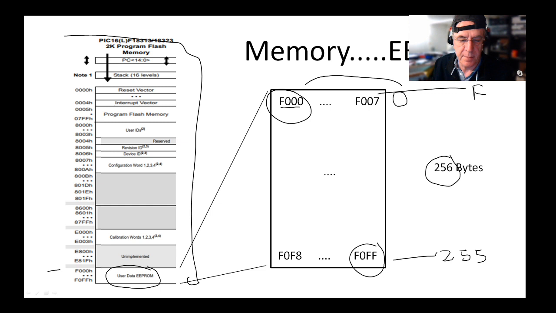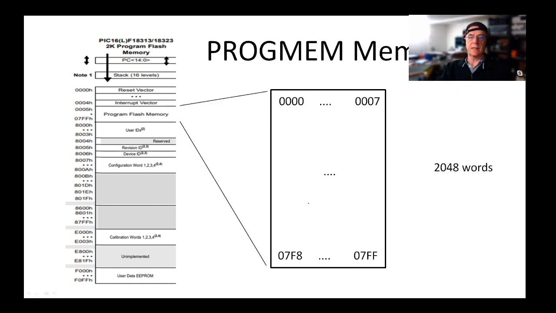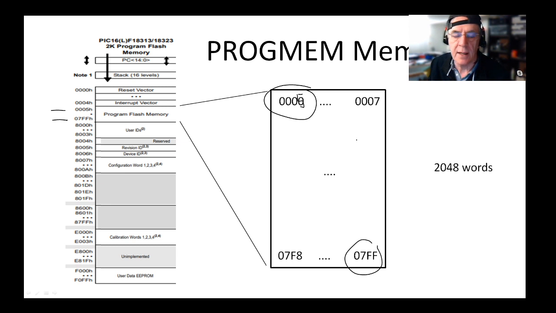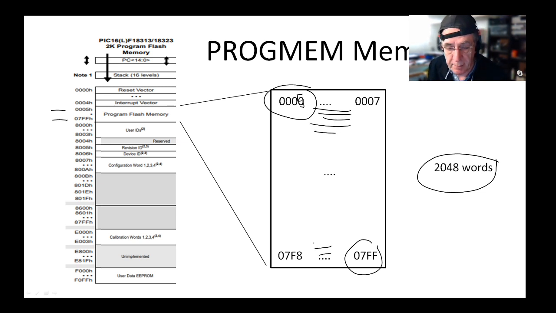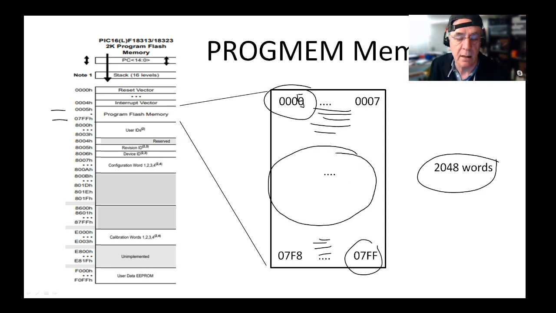Where does PROGMEM sit in the great scheme of things? Well, PROGMEM is here in memory. It sits at location 5 through to 7FF, which is this little memory map I've drawn here. And you can write to any of the 2048 words. So you've got your program sitting at the top of memory, or it could be at the bottom of memory, depending which compiler you're using, but you've got an empty space in the middle.